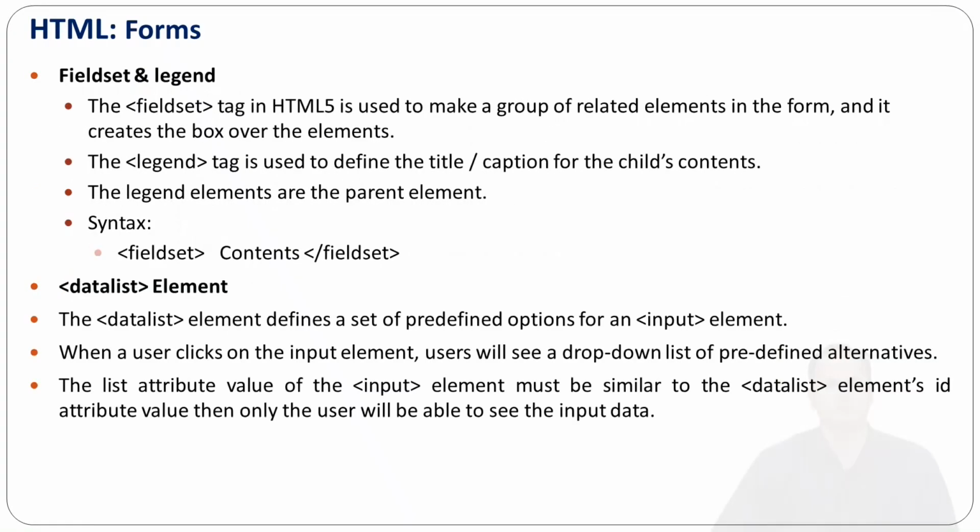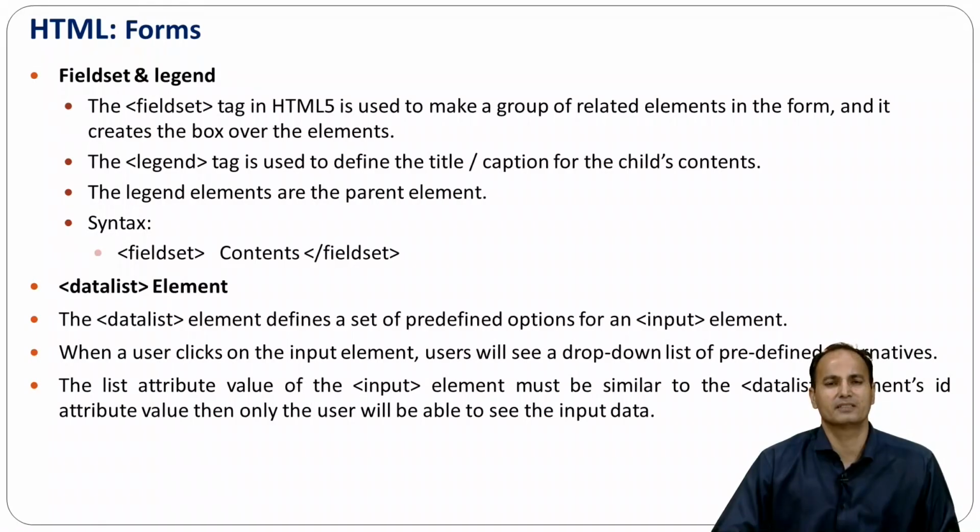Moving next is field set and legend. The field set tag in HTML5 is used to make a group of related elements in the form, and it creates a box over the elements. The legend tag is used to define the title or caption for the child's content. The legend element is a child element of the field set. The syntax is very simple. You need to use the field set tag and then just provide the content.